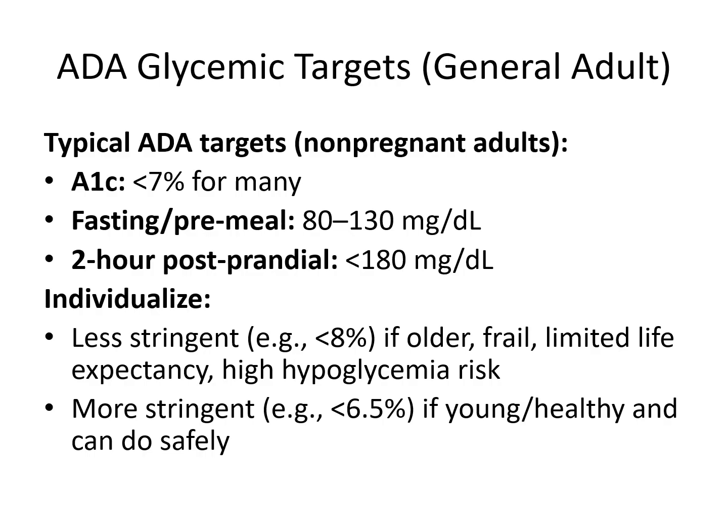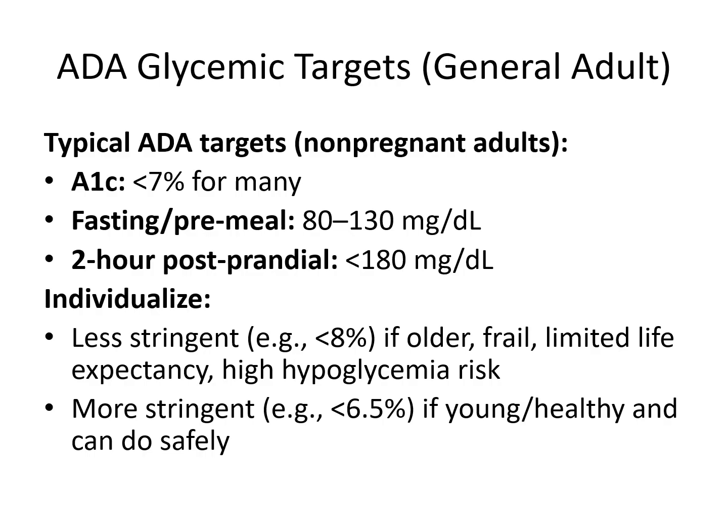But, and this is critical, these targets must be individualized. So less stringent goals, such as an A1C under 8, may be appropriate in patients who are older, frail, have limited life expectancy, or are high risk for hypoglycemia.